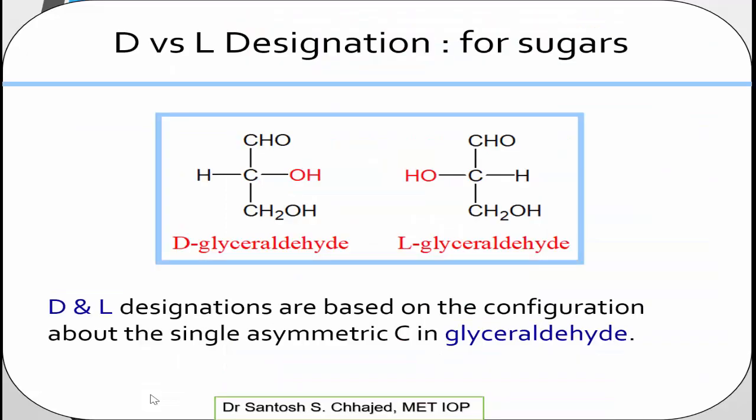So we will see what is relative configuration. I told you it depends upon the position of the OH group on the penultimate carbon. So this is the ultimate carbon, CH2OH, and next to this is the penultimate carbon C, to which the OH group has become linked. Here it is on the right hand side, so it is D-glyceraldehyde. Here the position of the OH group on the penultimate carbon is on the left hand side, so this particular arrangement is capital L-glyceraldehyde. So D and L designations are based on the configuration about the single asymmetric carbon in glyceraldehyde.